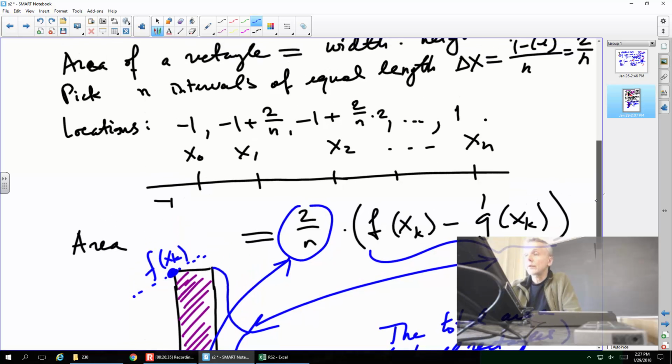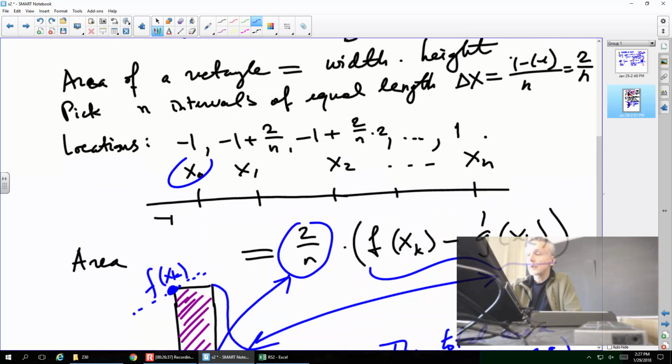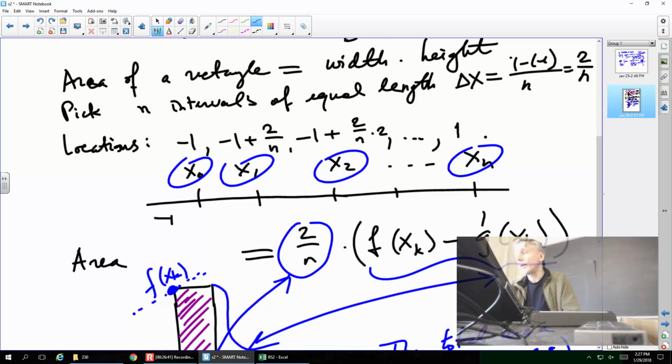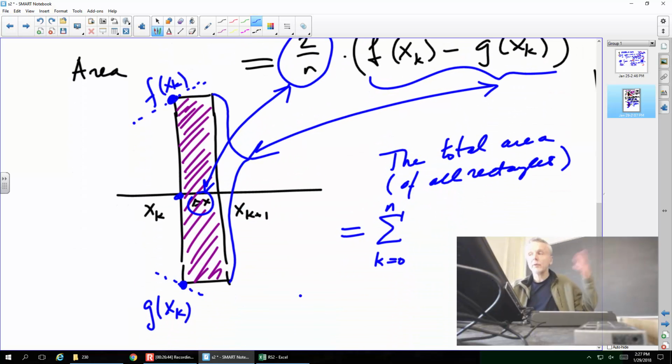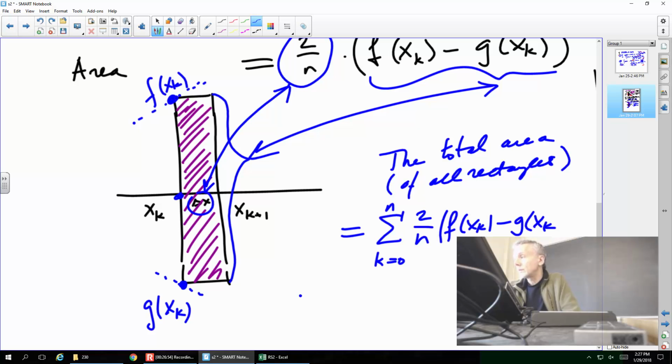So once again, we are running through these. Each of these produces a bar like this, and we have to add them together. So it will be 2 over n, and then let me just substitute it, f of x k minus g of x k, and that is pretty much it.